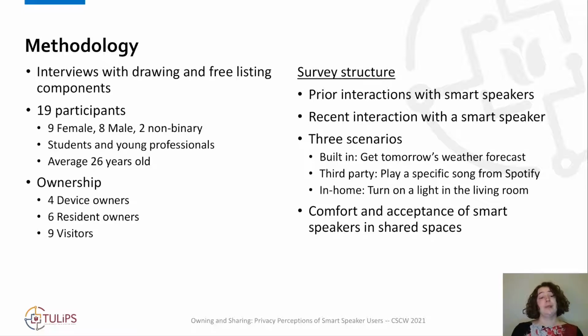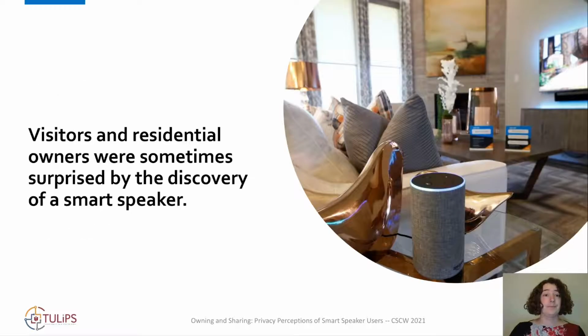We also attempted to get people from a range of ownership versions. The survey structure focused on prior interactions with smart speakers. We tried to go a bit more in depth with a recent interaction. We gave them 3 different scenarios involving a built-in skill, a third-party interaction with Spotify, and something that is visibly in-home, so in this case, turning on a light bulb. And we talked about the comfort and acceptance with smart speakers in shared spaces.